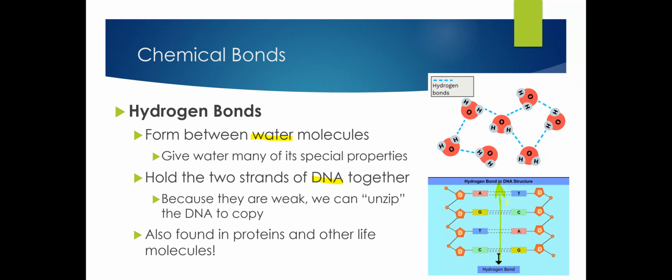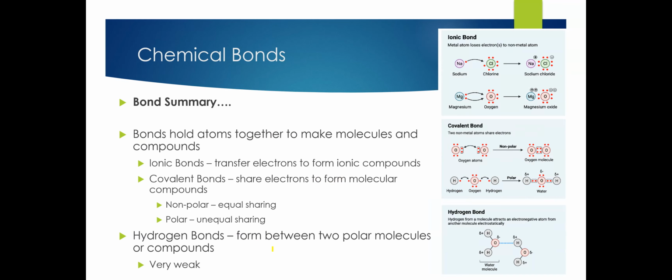And we can't do that if these are really, really strong bonds. It would take a tremendous amount of energy. So luckily we can come in here and easily unzip and open that DNA molecule up in order to copy it. We'll also find hydrogen bonds in proteins. They help give rise to that special shape that proteins take on, and many other molecules that we'll find in living things. So hydrogen bonds are pretty significant when we're talking about biochemistry.